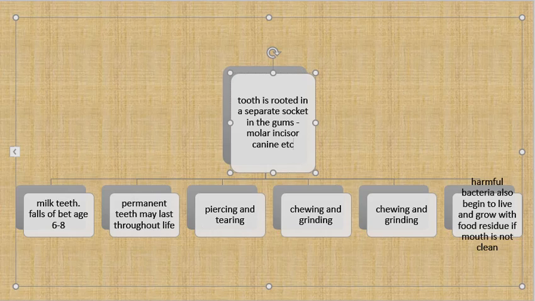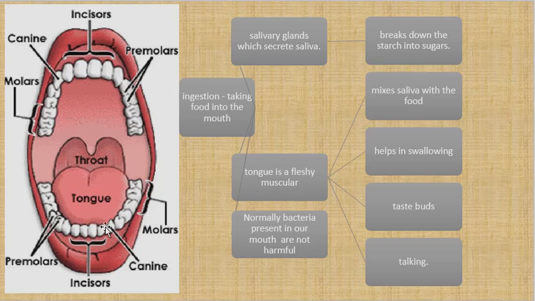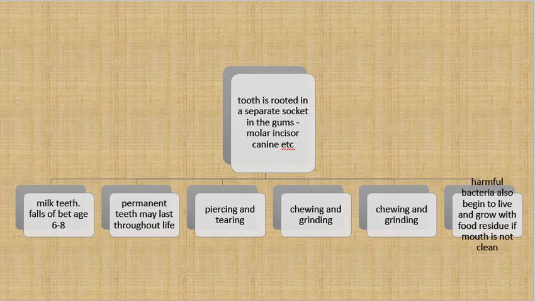Piercing and tearing is done by one type of teeth. Which teeth? Piercing and tearing. Which teeth helps you? You would have studied in your lower classes. There is a need for revision so that we remember what is the help of different types of teeth that we get when we are eating our food.